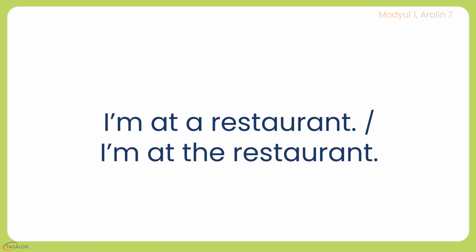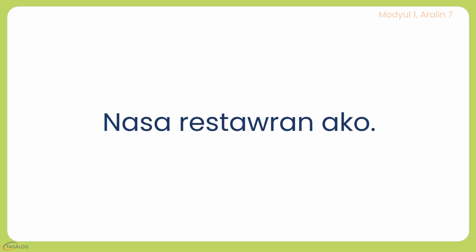To say, I'm at a restaurant or I'm at the restaurant, we say, nasa restaurant ako. Nasa restaurant ako can translate as I'm at a restaurant or I'm at the restaurant. It can translate as I'm at the restaurant if it is assumed that the person we're talking to knows which restaurant we're talking about. If they're not sure, they can always ask, which restaurant is it?